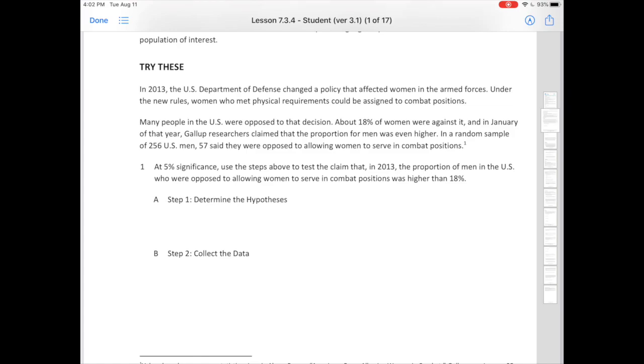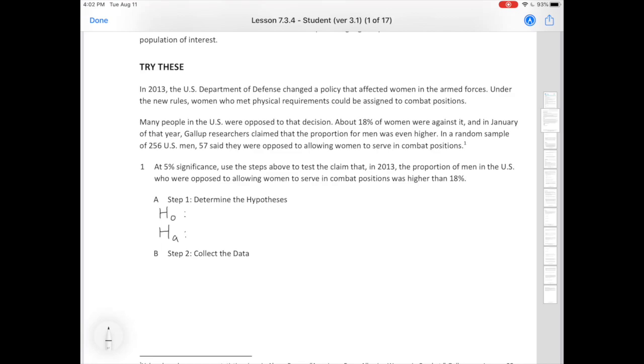At 5% significance, use the steps above to test the claim that, in 2013, the proportion of men in the U.S. who were opposed to allowing women to serve in combat positions was higher than 18%. Okay, so we are going to go through this hypothesis test from the beginning. Again, this is our 4th lesson doing this, so hopefully by now this seems familiar. So we're going to start by determining the hypothesis. Remember, we have the null hypothesis, and we also have the alternative hypothesis.